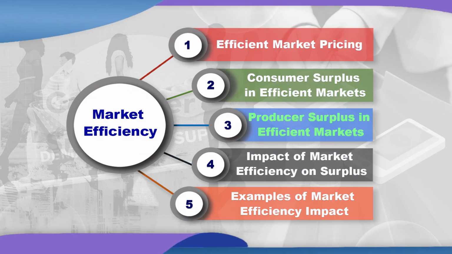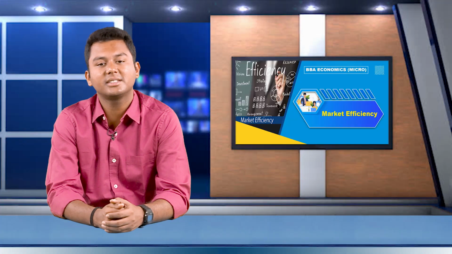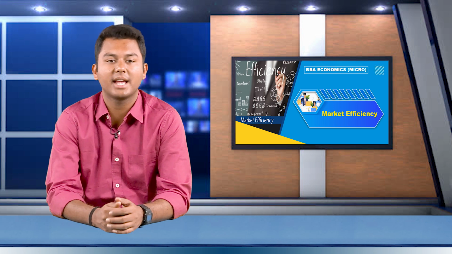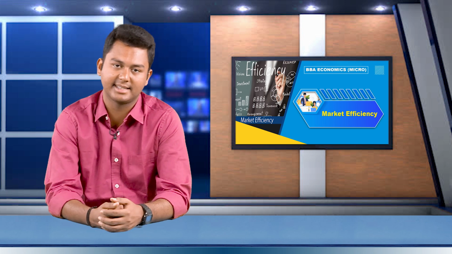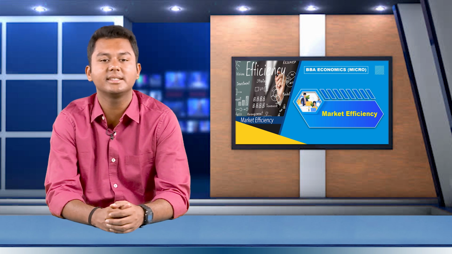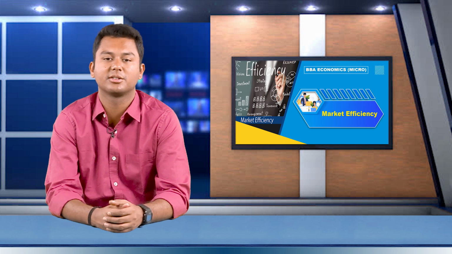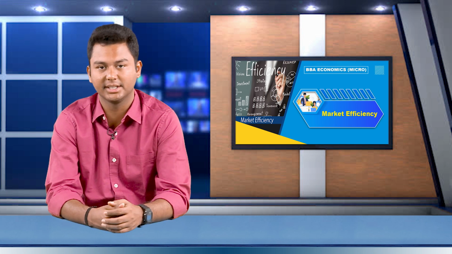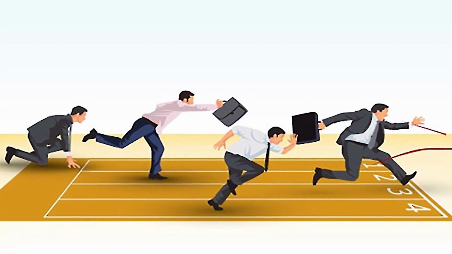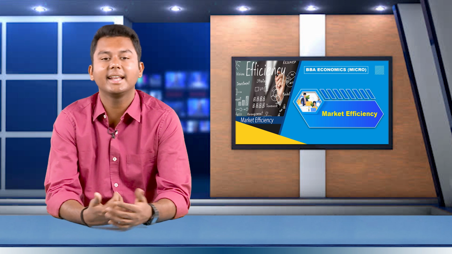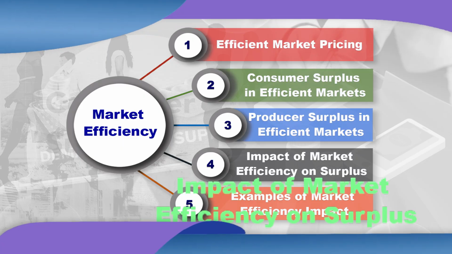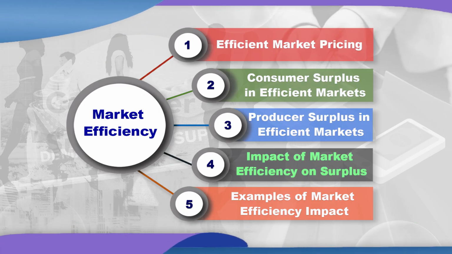Further, producer surplus in efficient markets. Producer surplus refers to the difference between the price producers receive for their goods and the minimum price that they are willing to accept, that is willingness to sell. In efficient markets, producer surplus is also optimized as prices reflect production costs, market demand, and competition. Competitive pressures in efficient markets drive producers to operate efficiently, minimize costs, and innovate, leading to a fair balance between producer surplus and consumer benefits.